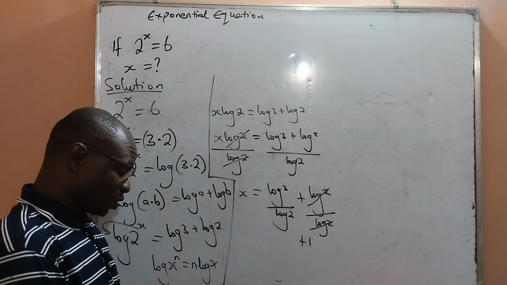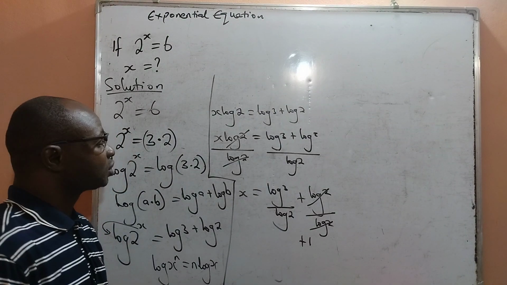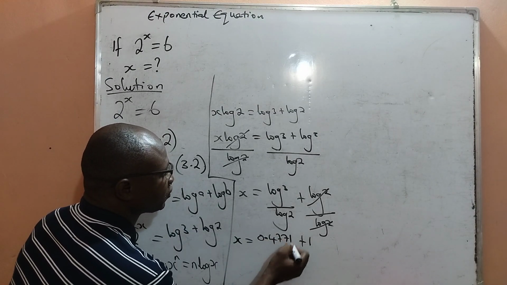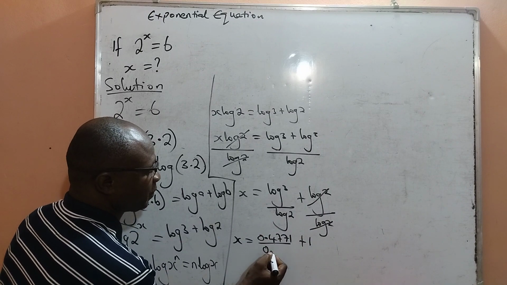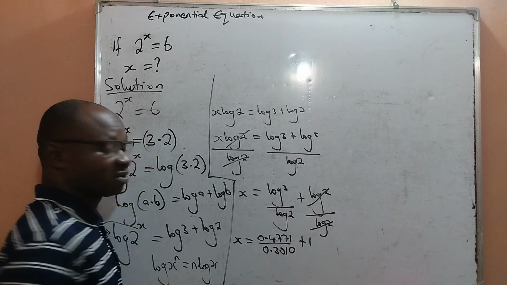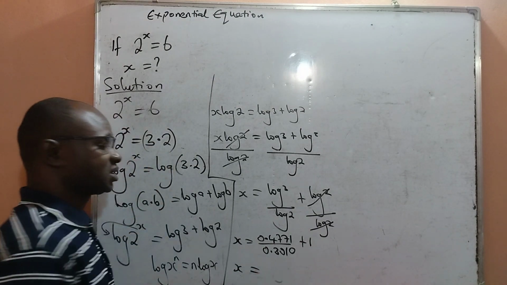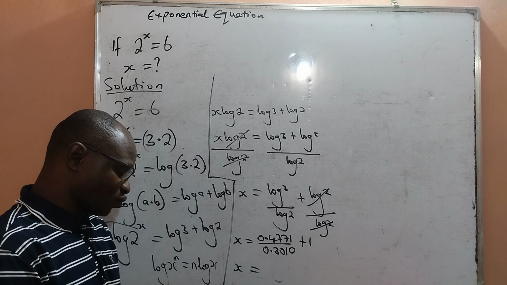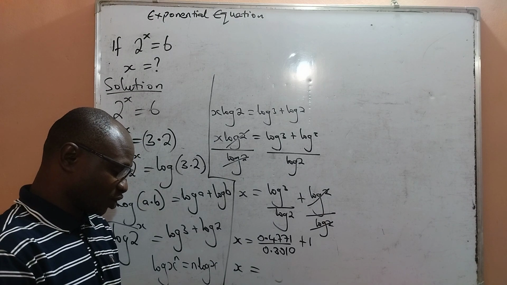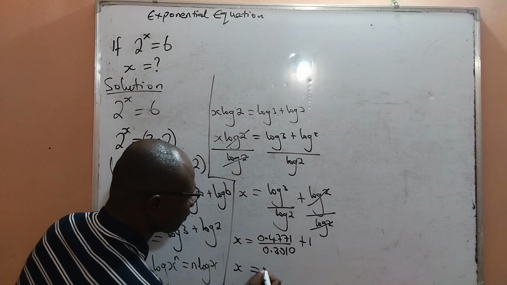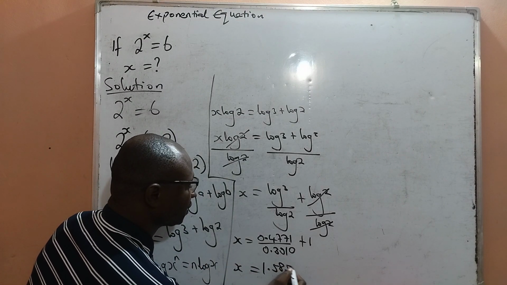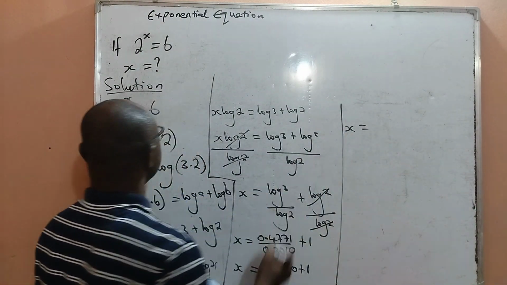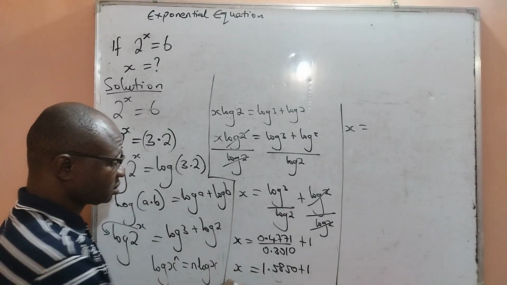And from this side, log 3 is the same thing as 0.4771. That is, log 3 is equal to 0.4771. And then log 2 is 0.3010. What this implies is that I can now divide the decimal ones, that is 0.4771 divided by 0.3010. And that is going to give me 1.5850, then plus 1.